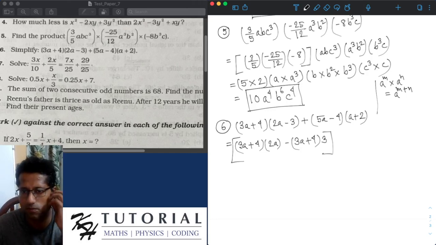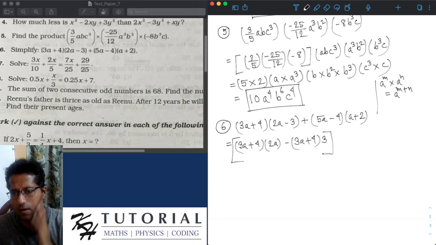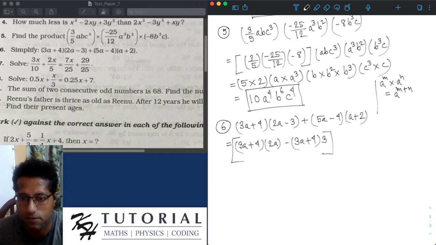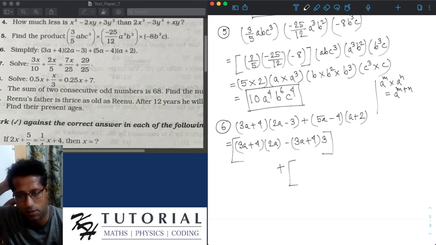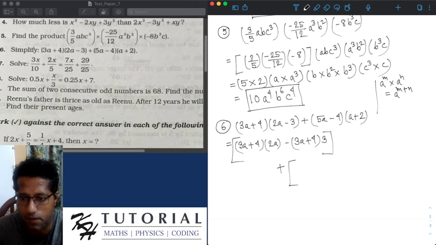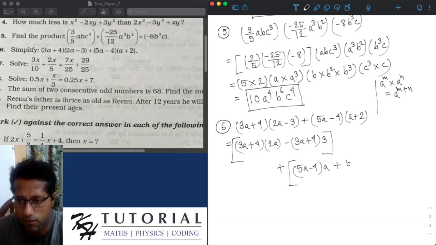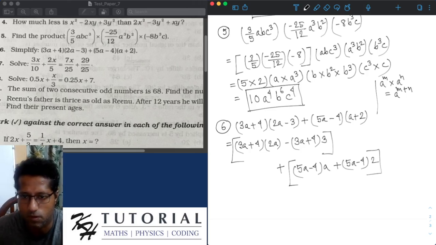Always use proper grouping symbols for better readability, and also it will help you not make any mistakes. Plus we have the second one. If we do the product of the two binomials using the distributive law of multiplication over addition, it will be 5a minus 4 multiplied by a plus 5a minus 4 multiplied by 2.